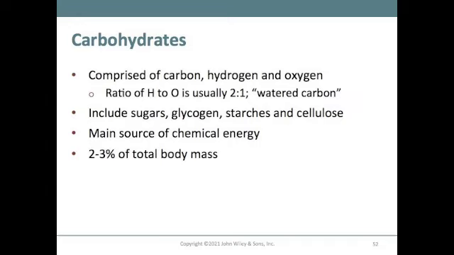Plus, in humans and animals, carbohydrates function mainly as a source of chemical energy for generating the ATP needed to drive metabolic reactions. Some carbohydrates are structural. One example is deoxyribose, and this is a sugar that is the building block of DNA.